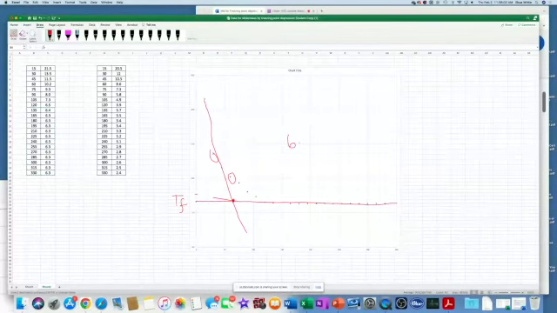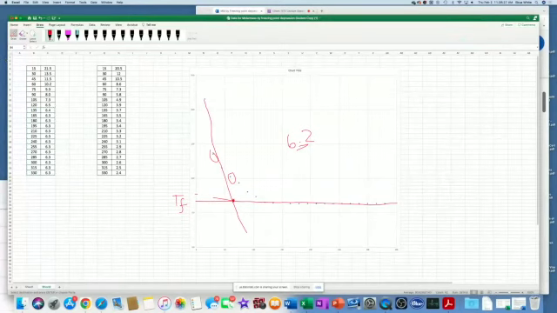Maybe like 6.3, maybe 6.2. I don't know. I'll pick a number, 6.2. I'm just trying to estimate what this is. So the freezing point of this one here is 6.3, 6.2, a little bit, or maybe even 6.4. It may be slightly above this line, because it's not exactly on it.